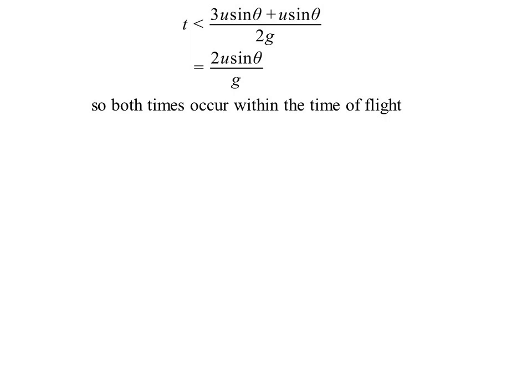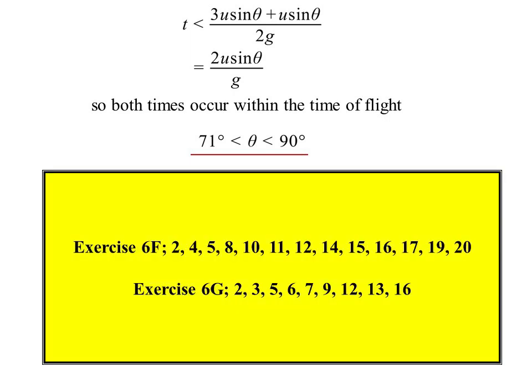Well, if that's the bigger of the two times, well, then the other time must also occur during the time of flight, because the biggest one is 2u sine theta on g, and that occurred in the time of flight. Well, we said the time of flight was somewhere back here somewhere. There it is, 2u sine theta on g. So therefore, theta must be in between 71 degrees and 90 degrees. What a great question.